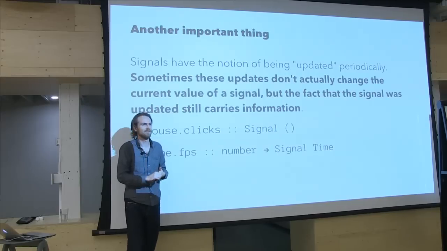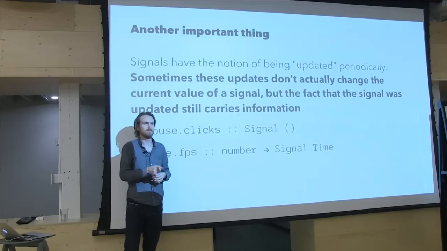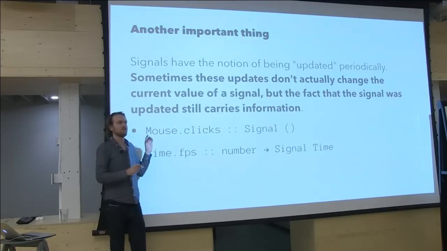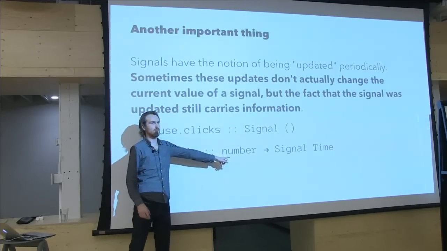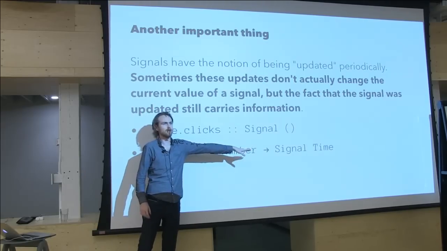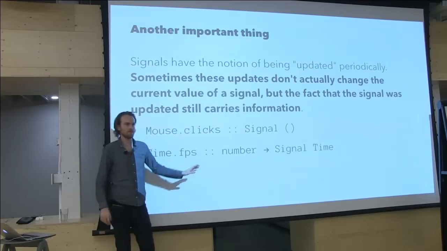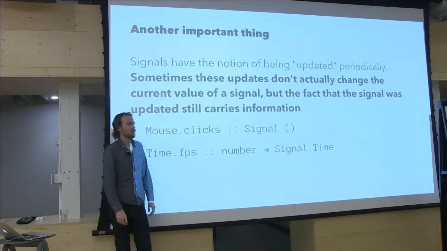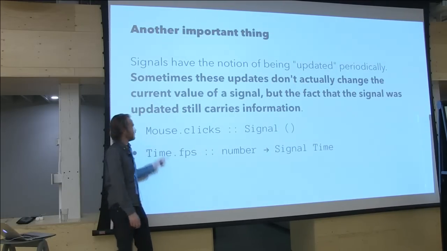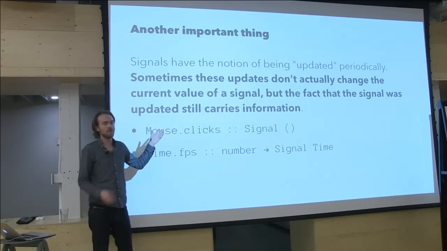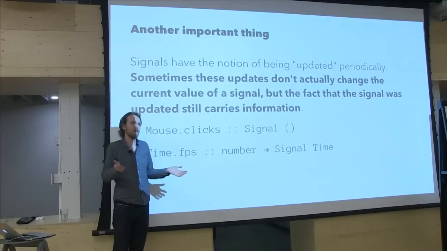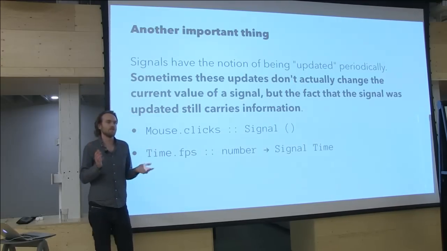Do the signals have an established frequency, like a default of some kind? No. Well, for time FPS, you do. Part of the definition is you give it a number, and then you get back a signal of these timestamp deltas. That's one kind of signal. Mouse clicks, for example, gets an event whenever the mouse gets clicked. So every signal is different, basically.